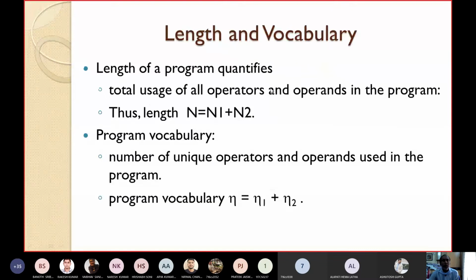Okay. Now let us go to estimation. How, by using these terminologies, can we estimate the length, effort, etc. for a given project, for a given program? First, let's try to estimate the length and vocabulary. Let's define length. The length of a program quantifies the total usage of all the operators and all the operands in a program.